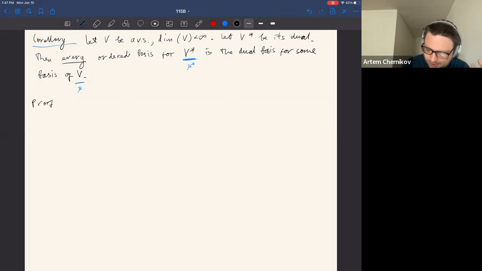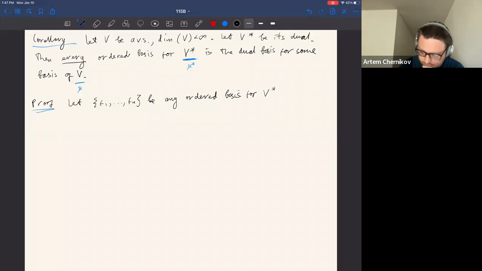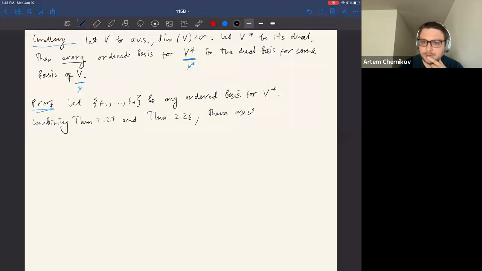And curiously, the proof has to go through the dual vector space, through the double dual. You'll see how it helps now. So let f1 through fn be any ordered basis for V star. Start with any basis for V star. Combining theorems that we have proved, theorem 2.24 and theorem 2.26, I can go back if you want to see them in a second. Combining these two theorems, we know that there exists a dual basis x1 hat through xn hat in V double dual.